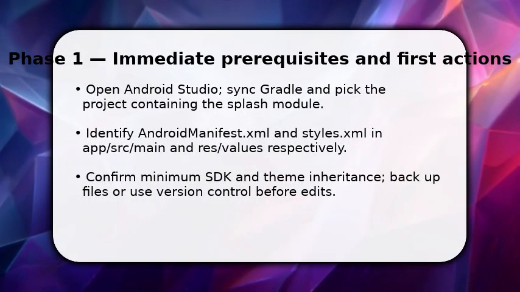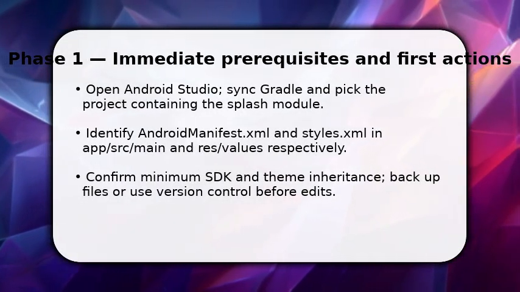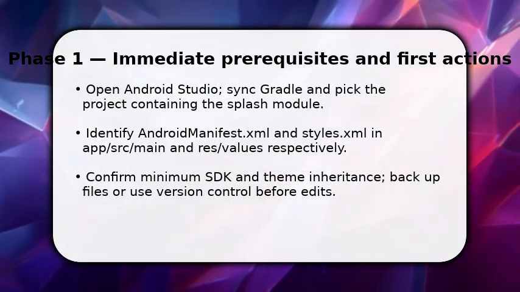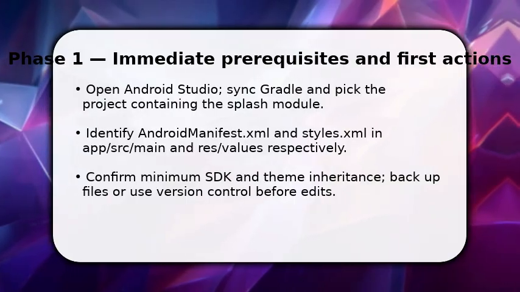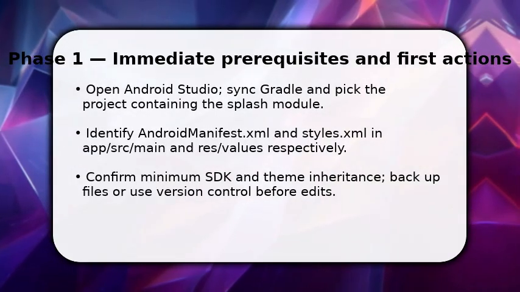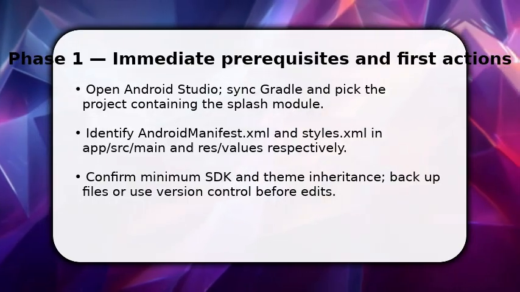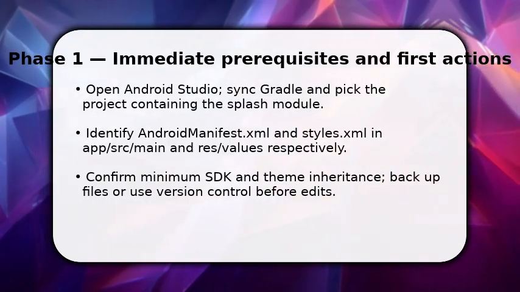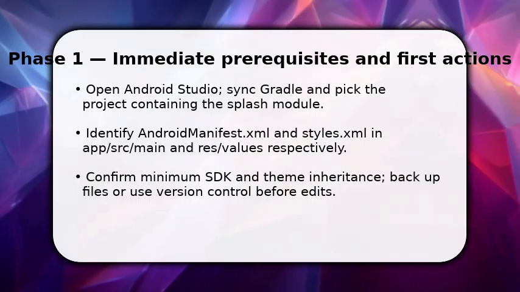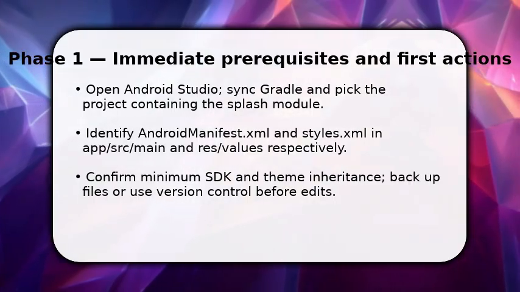You start by opening Android Studio and syncing the project so changes compile fast. Find the app module, then open src/main/AndroidManifest.xml and res/values/styles.xml. These hold the default splash configuration. Once done, make a quick backup or commit to version control.